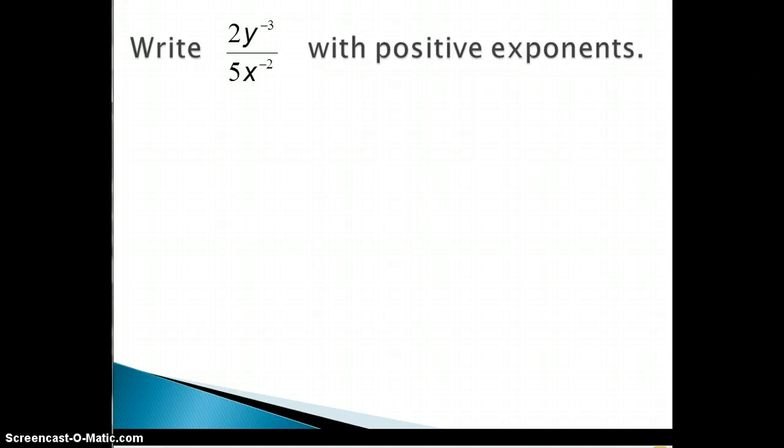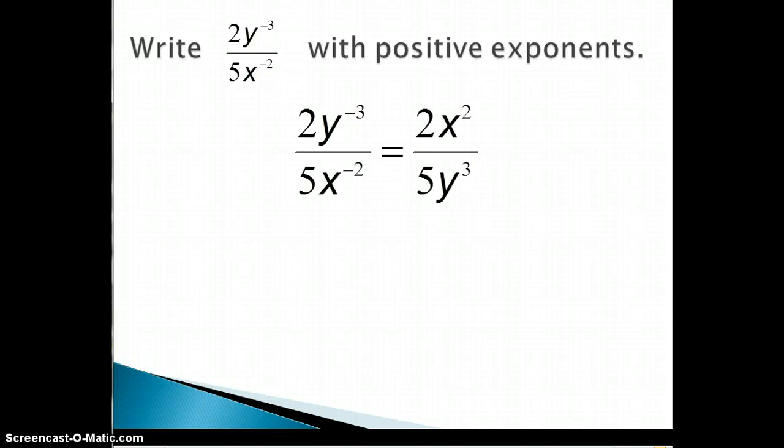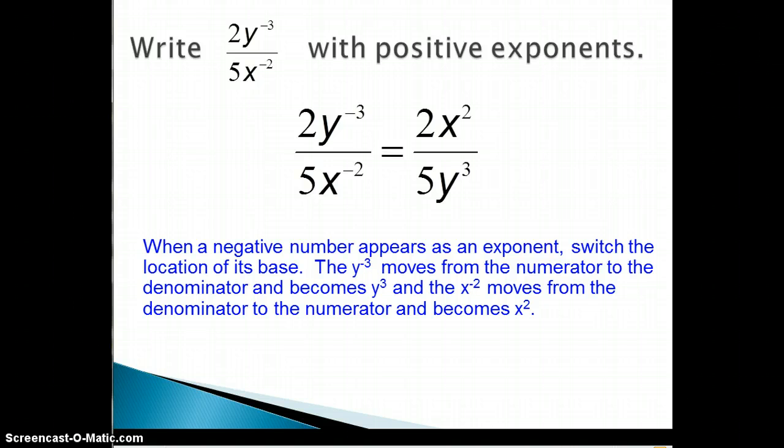So here's an example where we want to rewrite this expression so that it only has positive exponents. So think about what are the bases. What is being raised to a negative exponent? Those are the things that are going to be moved. So the y to the negative 3 is going to move from the numerator to the denominator, and that becomes a positive 3 exponent.